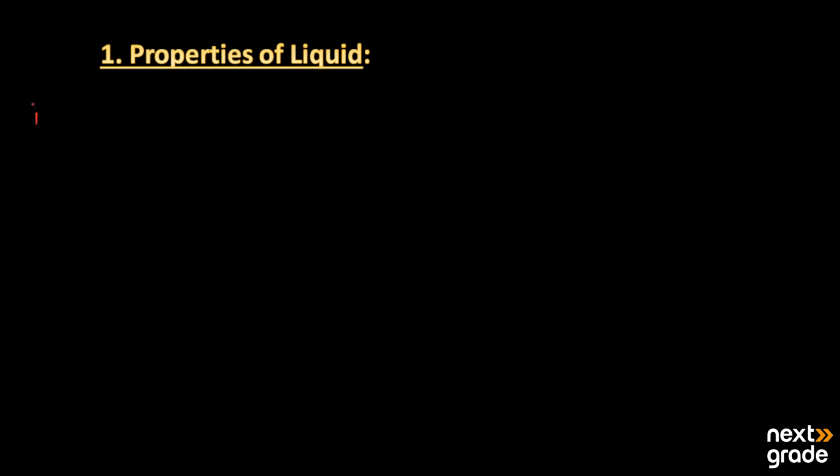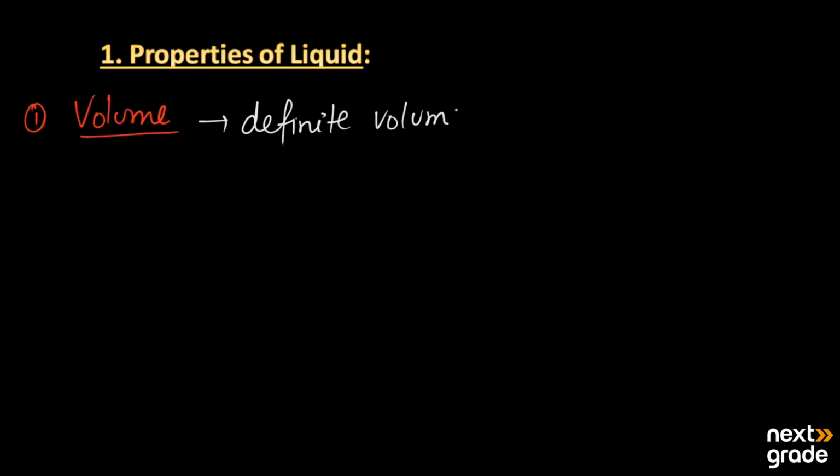The first property of liquids is their volume. Liquids have definite volume. Definite volume means when we pour it into a glass, it occupies that specific space, and when we pour it into a jug, it occupies that space. So they have a definite volume that they have to cover.